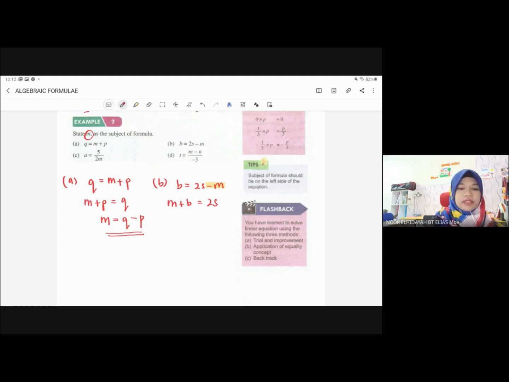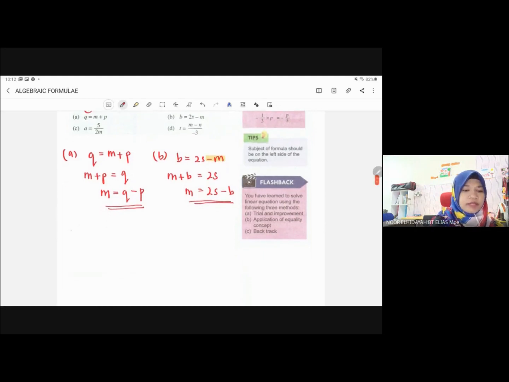So M equals to 2S minus B. Okay, this one is the answer. Okay, if you want to change it into M as the subject formula. Alright, now look at next example, example C.